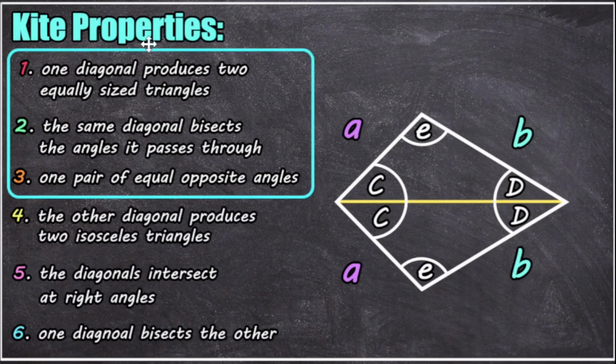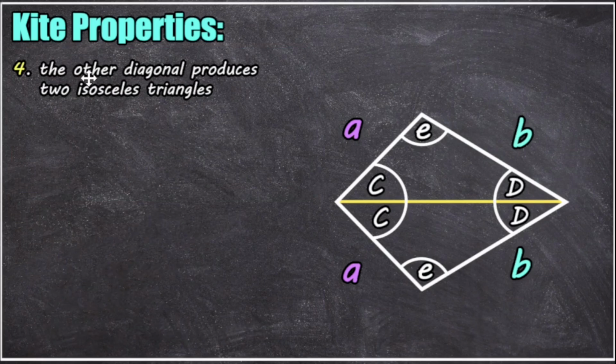So we've demonstrated the first three properties out of the 6. And now let's demonstrate properties 4, 5 and 6. The fourth kite property is that the other diagonal, which we haven't drawn yet, produces two isosceles triangles. You'll see clearly why this is once we've added the diagonal.